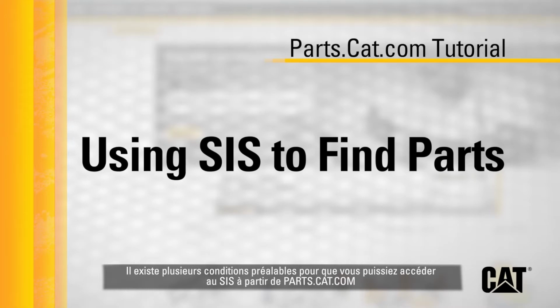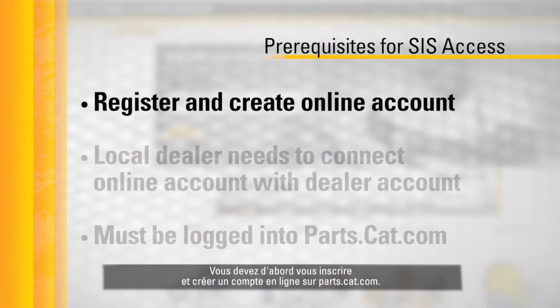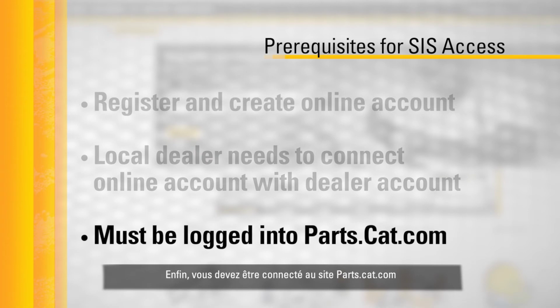There are several prerequisites that must exist for you to be able to access SIS from parts.cat.com. First, you must register and create an online account on parts.cat.com. Second, your local dealer will need to connect your online account with your dealer account. Please allow your dealer a day to do this. Finally, you must be logged into the parts.cat.com site.